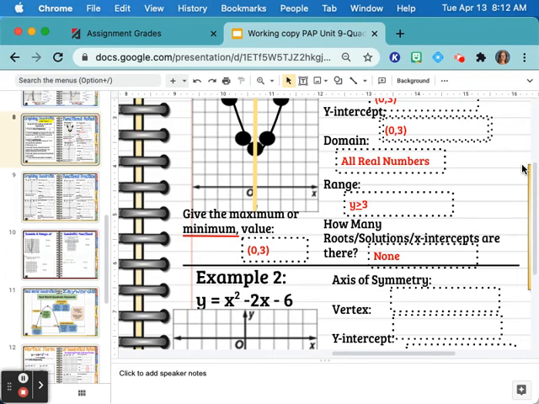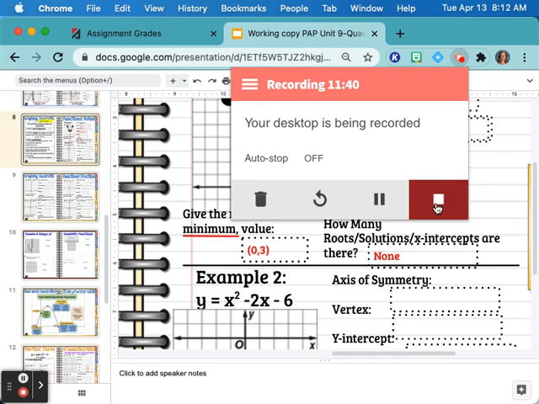Okay, that is all the notes we're going to do today. Tomorrow we will work on finishing slide 8 and slide 9. So you have an assignment today, and I will share that with you.